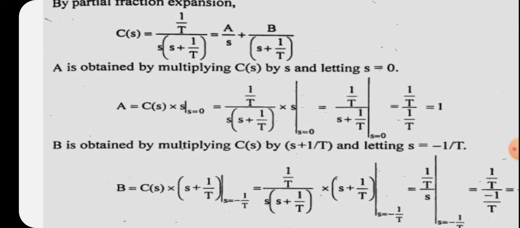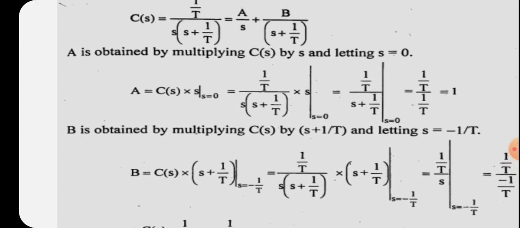The next term is B, and to find out B, we have an equation. B will be obtained by B is equal to C of s into s plus 1 by t at s is equal to minus 1 by t. So instead of C of s, we can substitute 1 by t divided by s into s plus 1 by t. So s plus 1 by t will be cancelled out from the numerator and the denominator. So we will get 1 by t divided by s at s is equal to minus 1 by t. So we will get a value of B as minus 1.